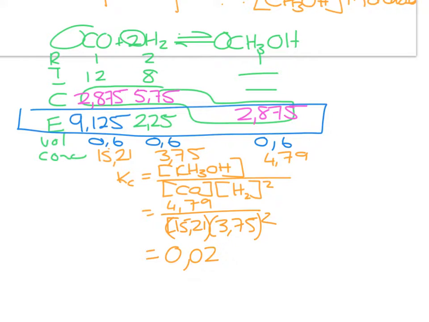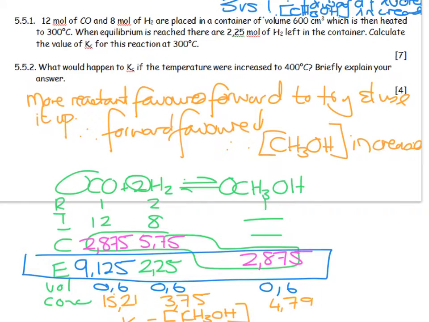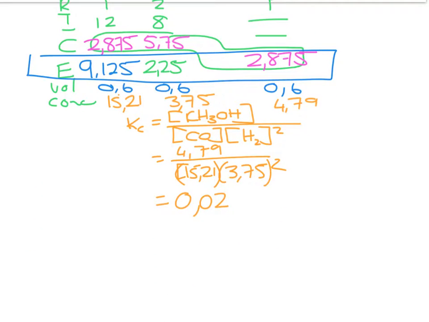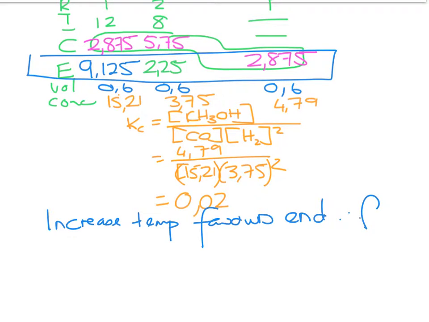And then the next thing that they ask me is, what would happen to Kc if the temperature were increased to 400 degrees? Explain your answer. So if I'm going to increase the temperature, I am going to favor the endothermic. Increase temp favors endo. Therefore, forward favored.